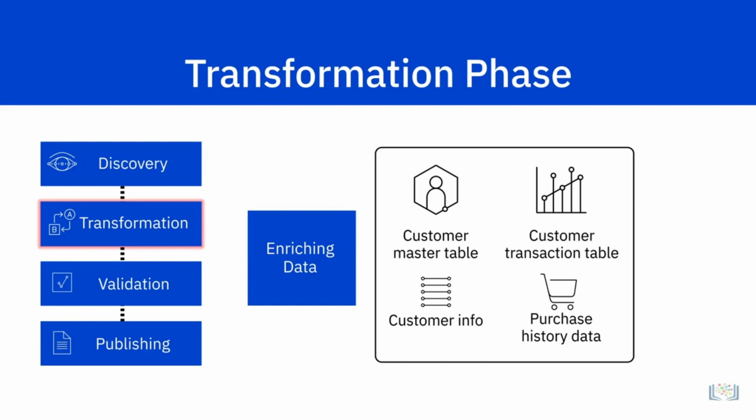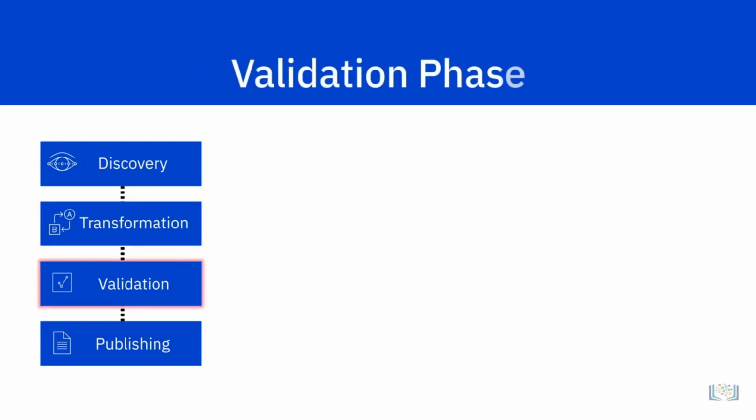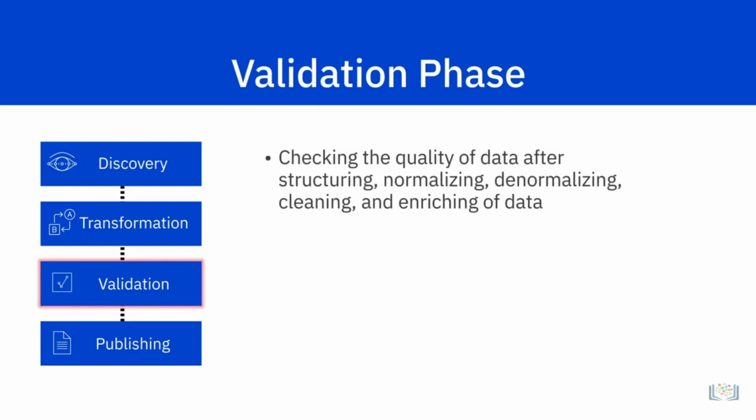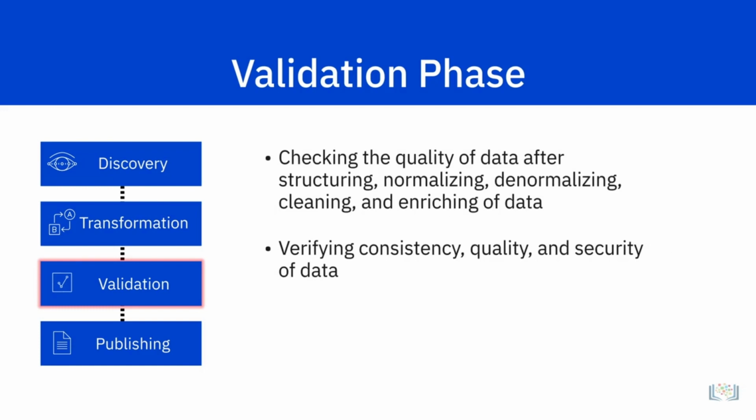Inserting metadata also enriches data. For example, computing a sentiment score from a customer feedback log, collecting geo-based weather data from a resort's location to analyze occupancy trends, or capturing published time and tags for a blog post. After transformation, the next phase in data wrangling is validation. This is where you check the quality of the data post structuring, normalizing, cleaning, and enriching. Validation rules refer to repetitive programming steps used to verify the consistency, quality, and security of the data you have.